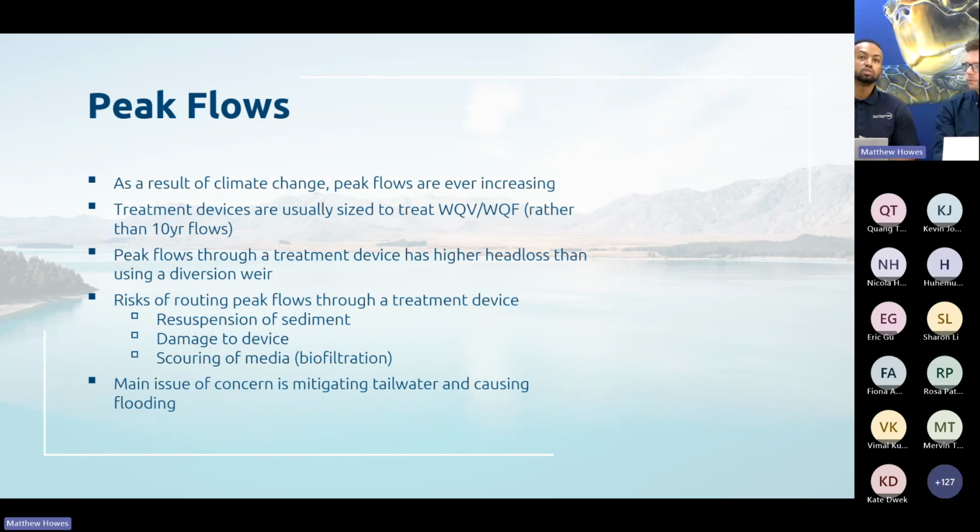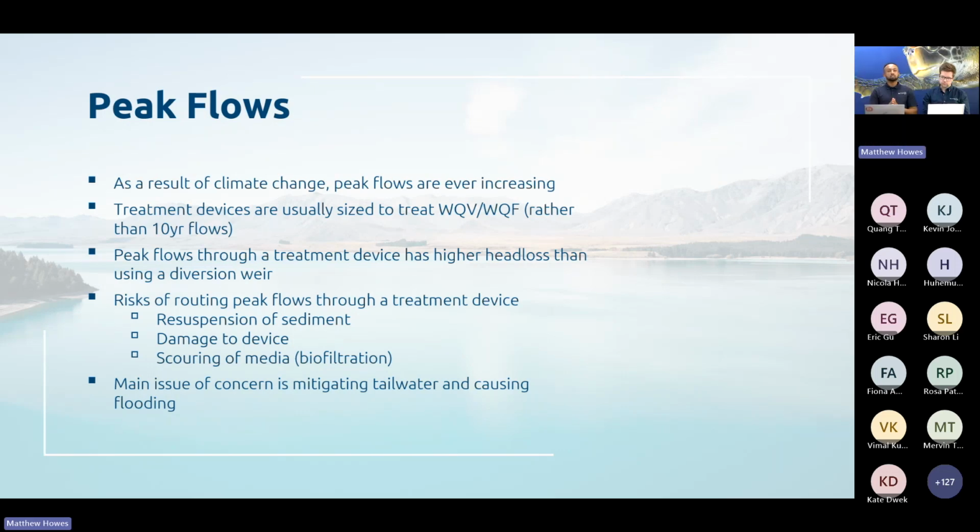So the next consideration is peak flows. It is important to understand that typically stormwater treatment devices are designed to treat stormwater water quality flows and not peak flows. You put the treatment devices in a stormwater network, and the treatment device is designed to treat the water quality flows, but actually the stormwater line or the network may be designed to convey, for example, the 10-year flows or up to 100-year flows. And therefore, the peak flows have implications in some aspects.